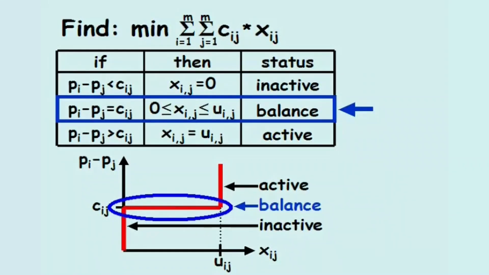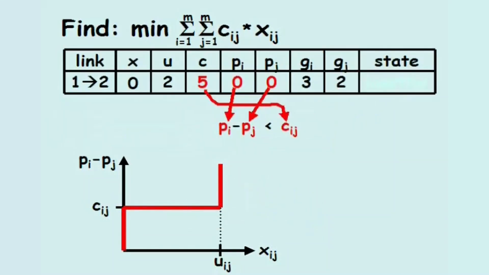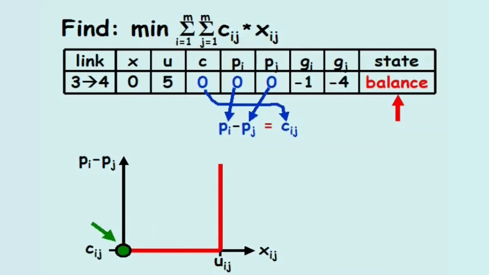If we look at the first link, link 1, 2, we notice Pi minus Pj is less than Cij. Therefore, the link is inactive. 5 of the 6 links are presently inactive, like link 1, 2. However, link 3, 4 is balanced because the link cost is 0.